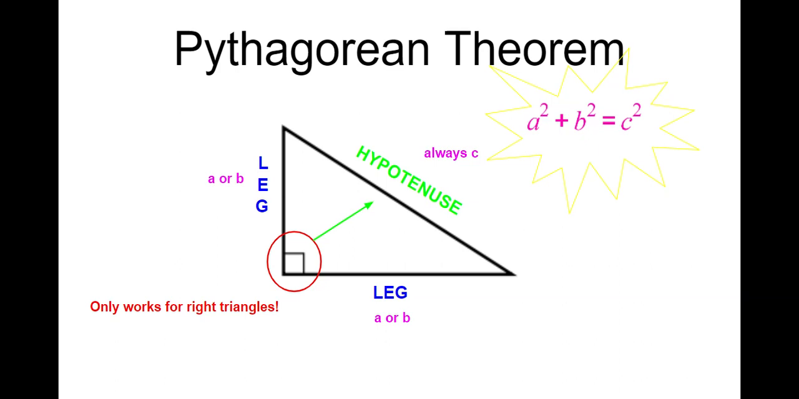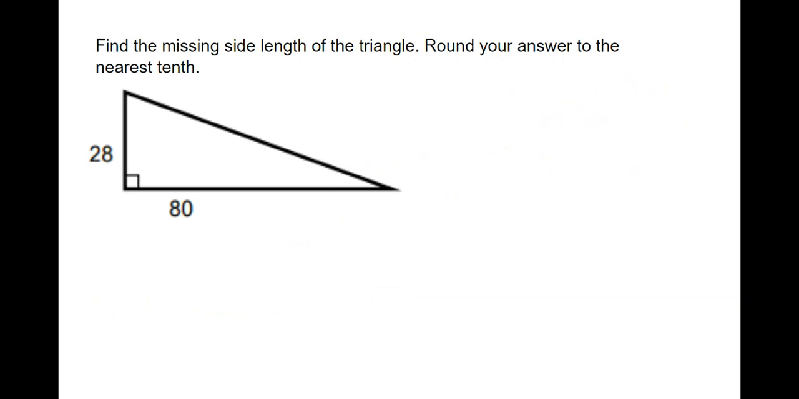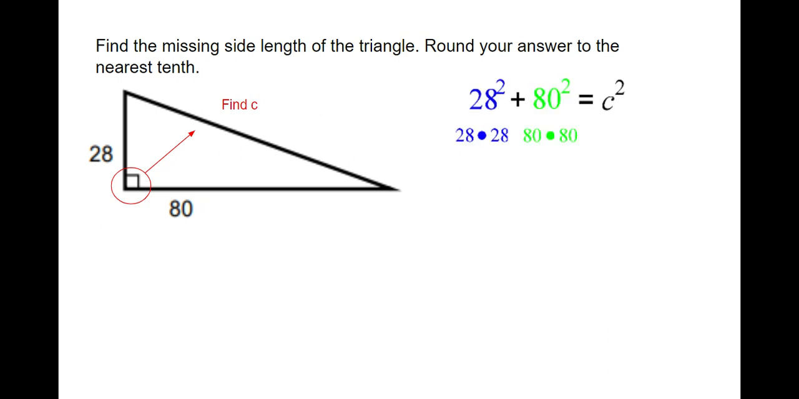So let's do some examples. We need to find the missing side length of this triangle. Right now, I see my right angle, and I look directly across, and that's the side that I'm trying to find. So I need to find C. Since I'm finding C, that means I need to square my legs and then add them together. So I'm going to take 28 and 80, square them, add them together, and set that equal to my c squared. Remember that 28 squared means 28 times 28, and 80 squared means 80 times 80.